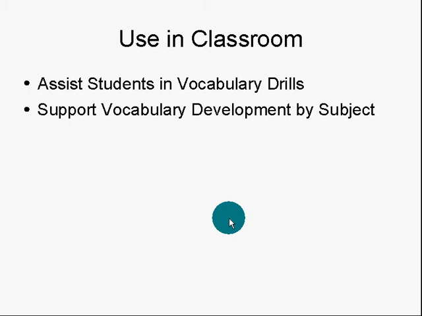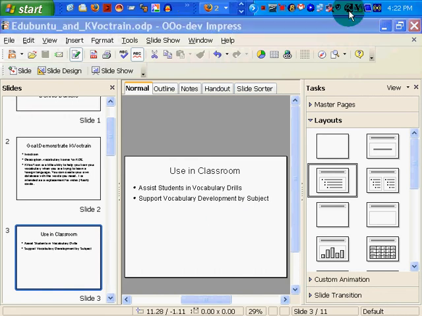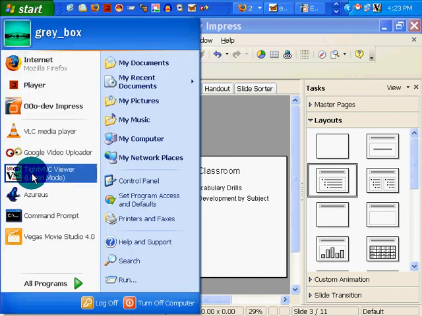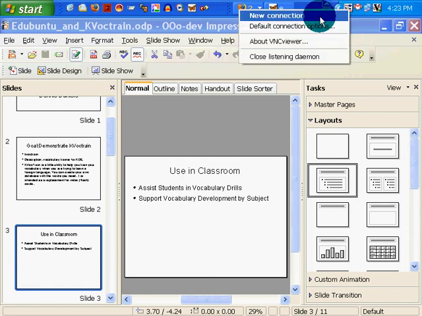I'm going to show you how I create the screencast here. I hit escape to get out of the presentation. I'm using OpenOffice. And then I'm going to open up my VNC viewer, which is not currently running, so I have to go start it. Start VNC, and you can see it started up there. Click VNC viewer. Click New Connection.